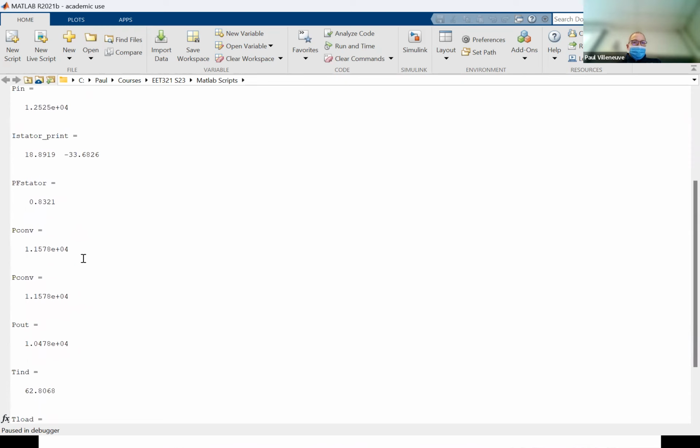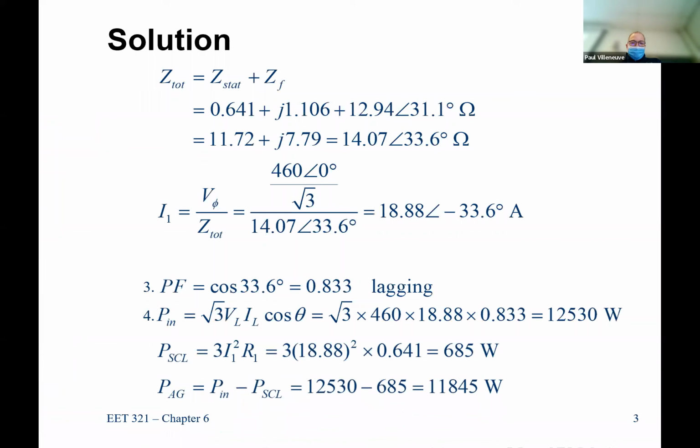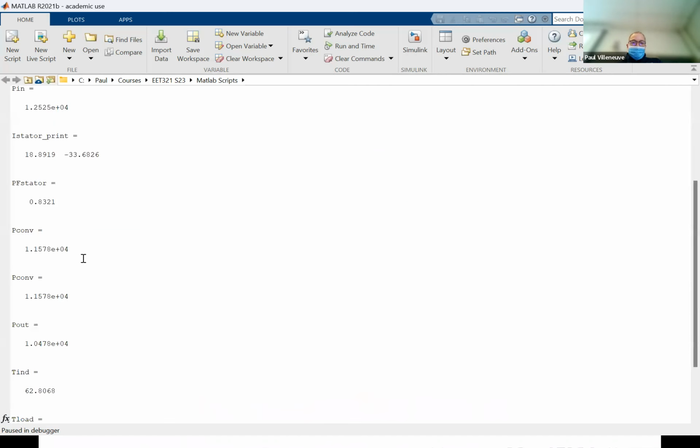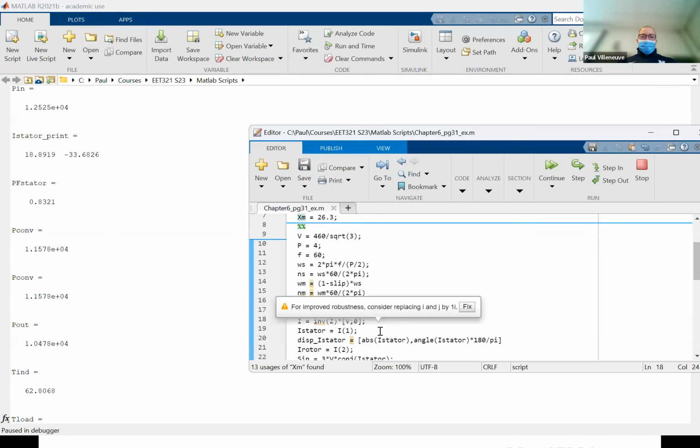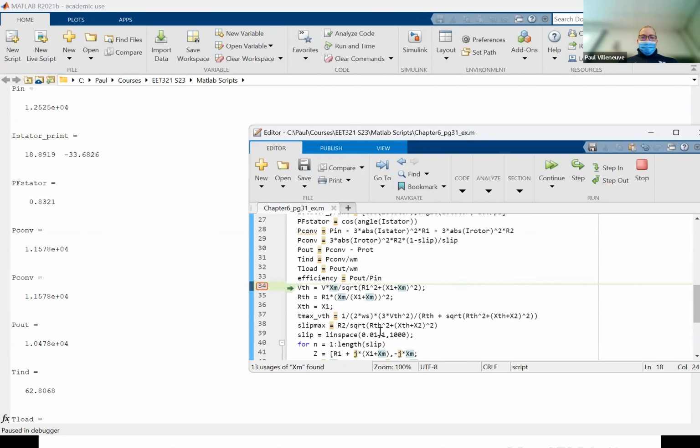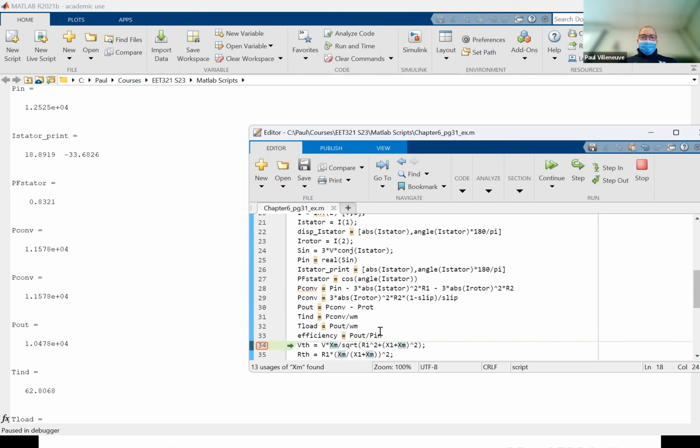I guess I didn't calculate the air gap power. I guess I didn't include the air gap power. Let's add that in. We can show you how quickly that is to add in. So my air gap power, I'm going to put it in right over here. Oh, I did a comparison. That's what I did. Sorry about that.